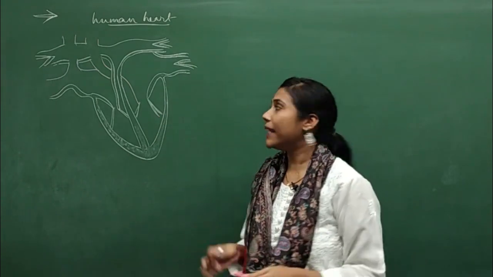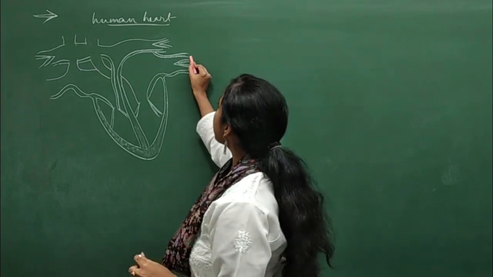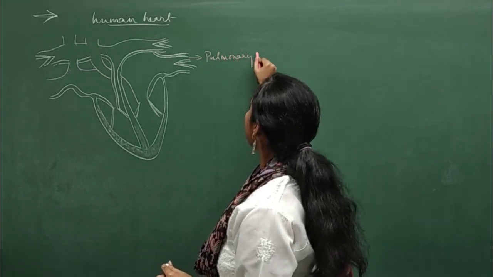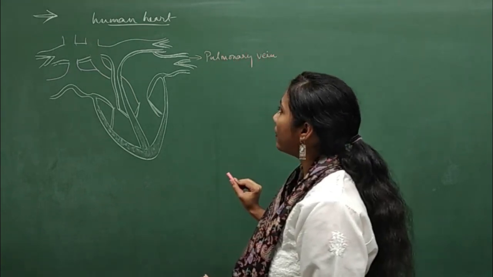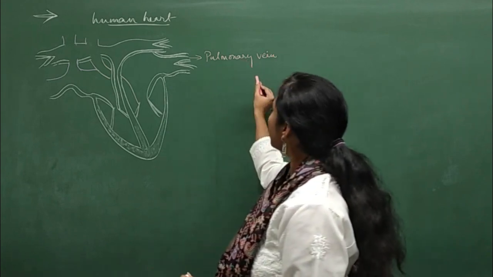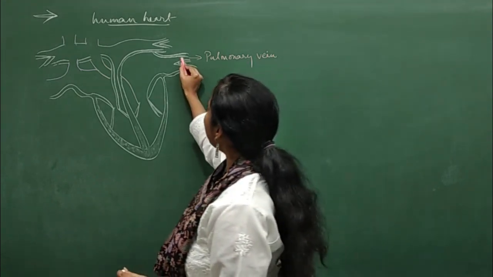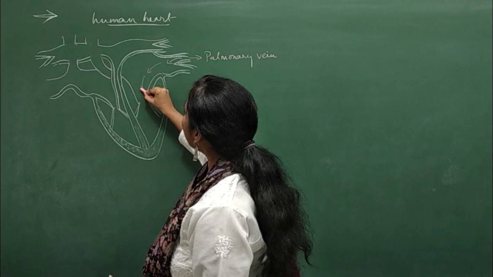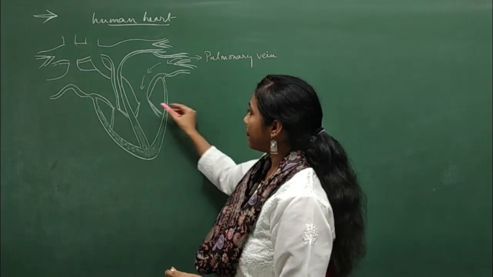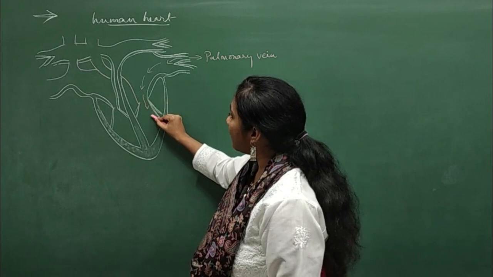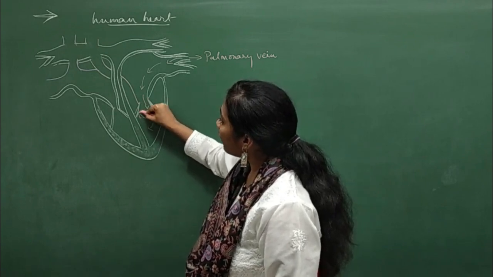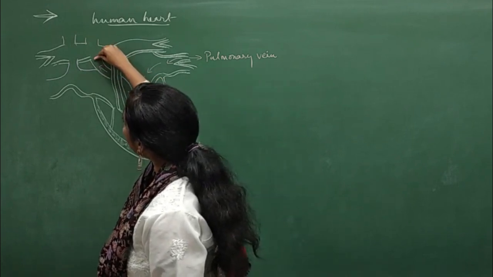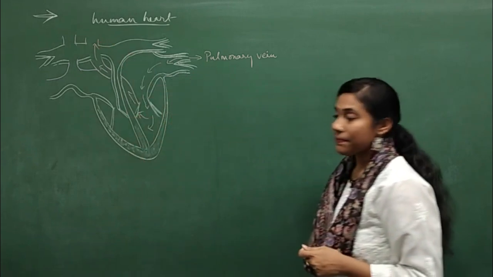Now I'm trying to label it for you. This is our pulmonary vein. Through the pulmonary vein, blood actually enters into the heart, isn't it? So blood enters into where? It will enter into the left atrium, isn't it? So from the left atrium it will enter, and through the aorta it will go outside and it will get distributed throughout the body parts, isn't it?